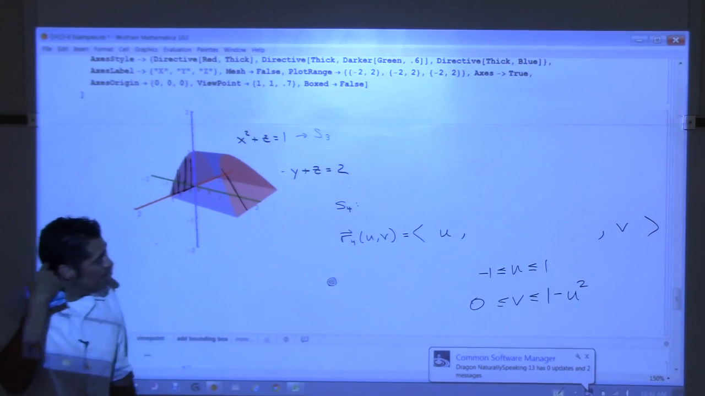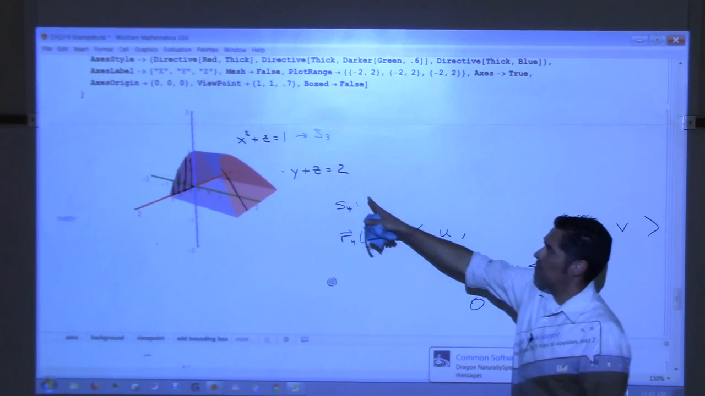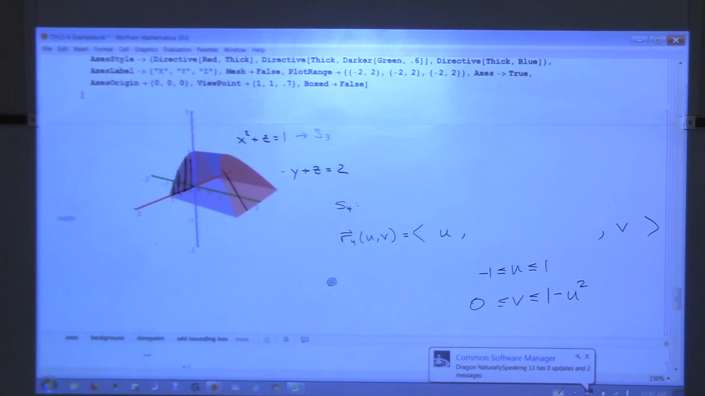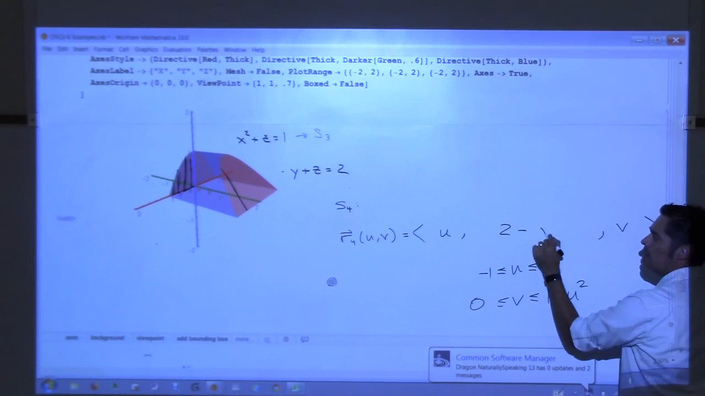Now, how is that y value going to fluctuate? It's going to have to follow this equation, right? Solved for y. So 2 minus z. So what's 2 minus z? 2 minus v.